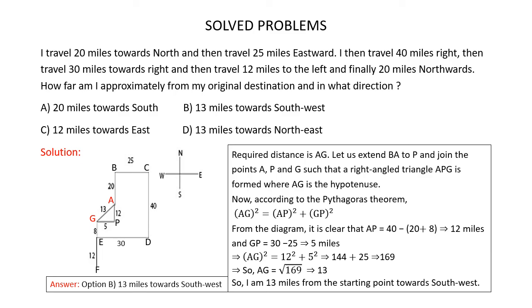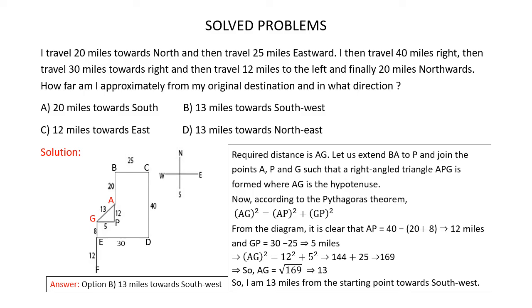So now I am at point G and my original starting point was point A. Here we are asked to find how far I am from my original destination and in what direction. Now it's clear from this diagram that the original destination is point A and now I am at point G. So I am in the southwest direction from point A. Next, let's find out how far I am from my original destination. That is, let's find out the distance between point G and A.